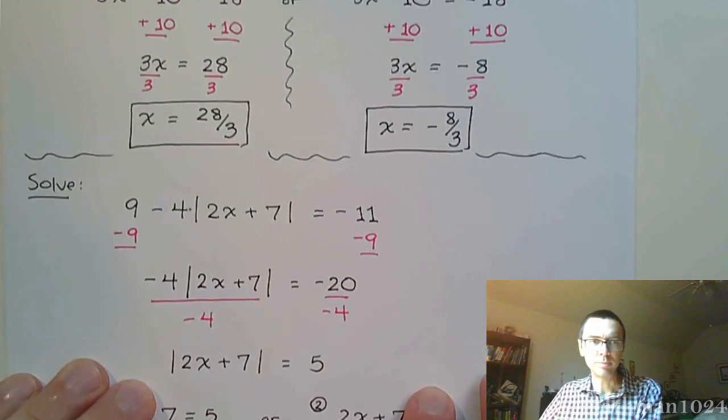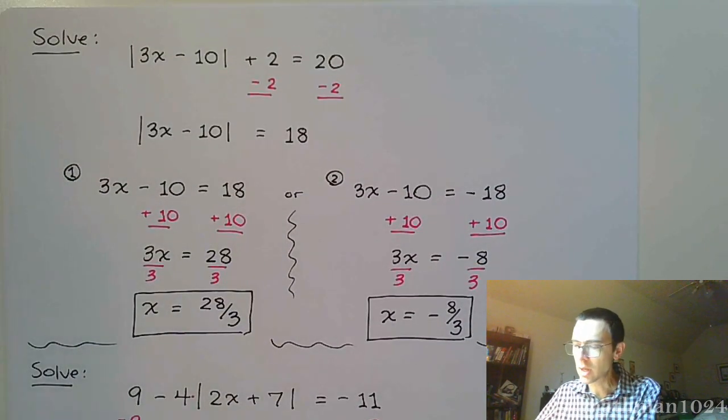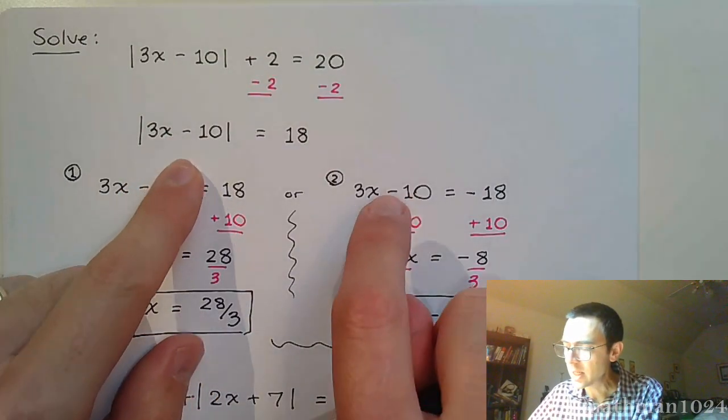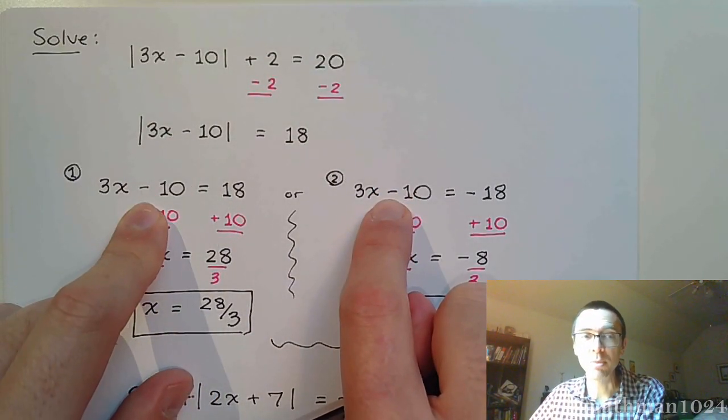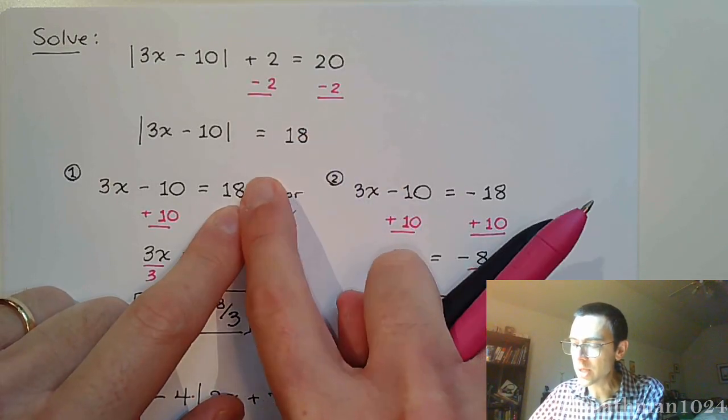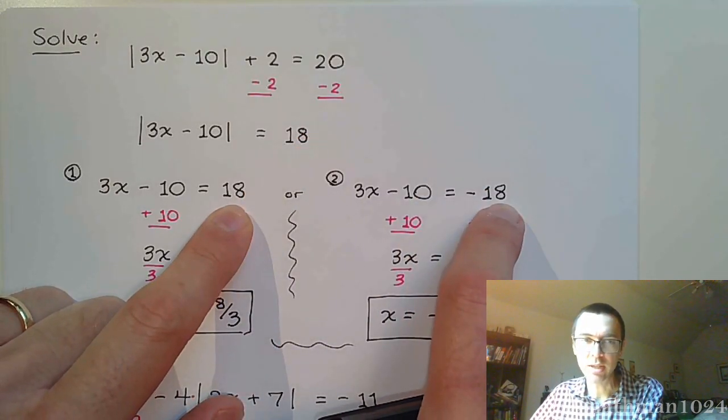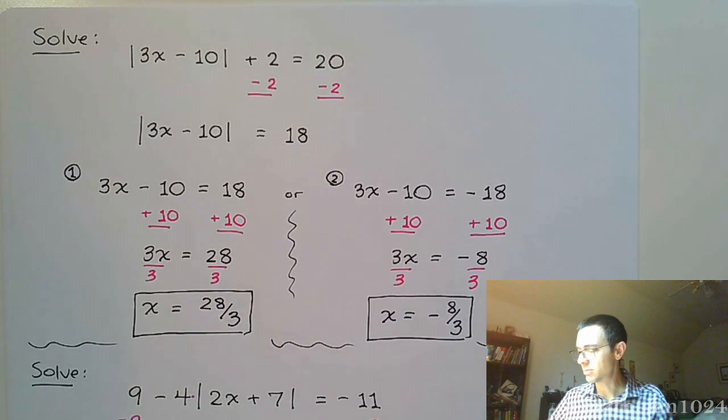Even in the last problem, this 3x minus 10 is the 3x minus 10. It stays the same for both of these equations. One equals 18, the other one equals negative 18. That's how you form your two equations. That's all we have to do.